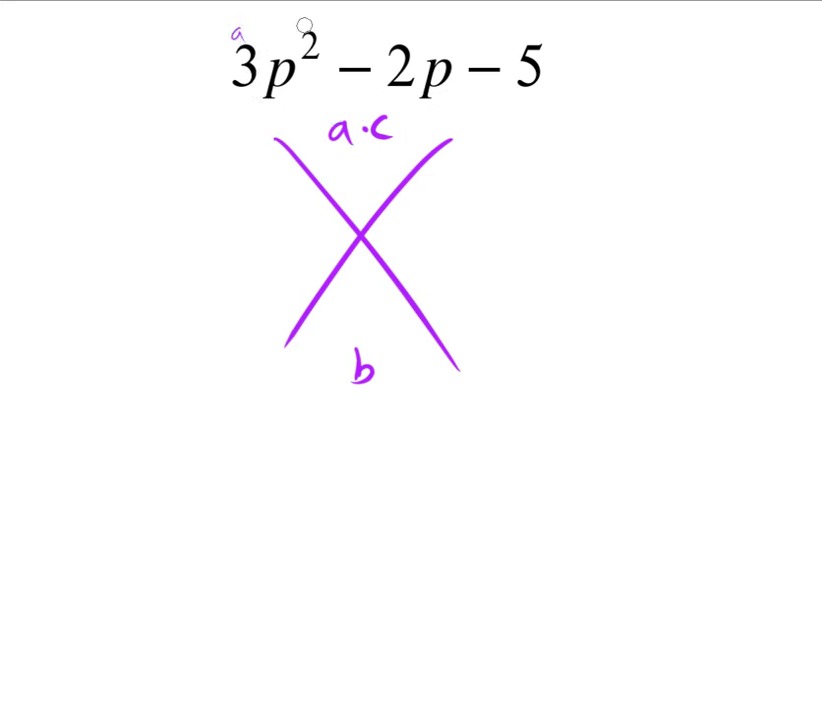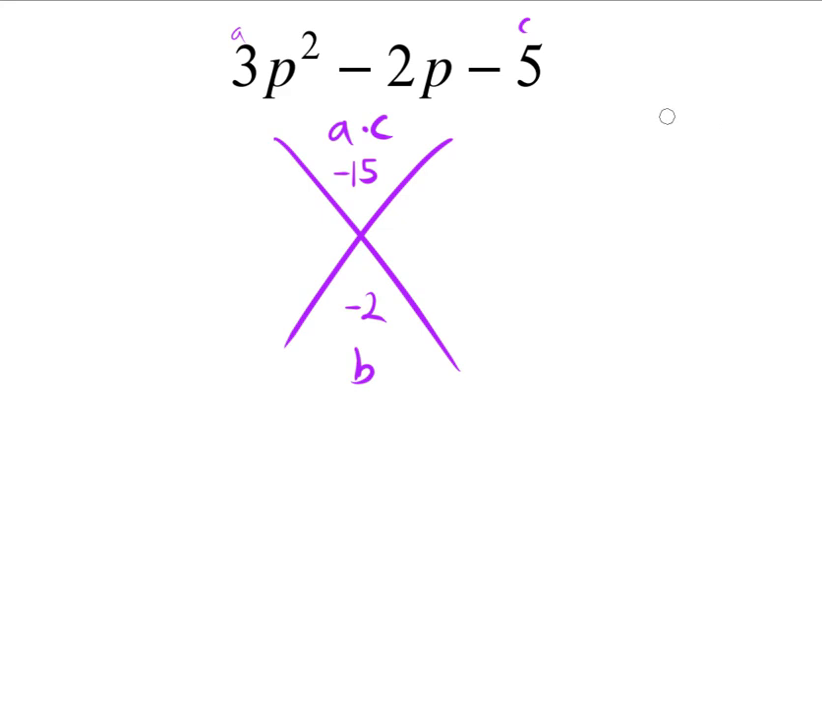So in this case here, I look at my a times c. Remember, this is your a and this is your c. So a times c is going to be 3 times, don't forget this is a -5, right? So 3 times -5 is going to be -15. And that's going to make it a little bit more challenging. And the -2 is going to be my b, so I'm just going to put that there.